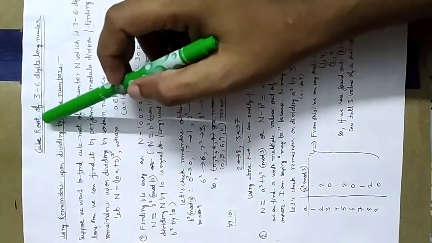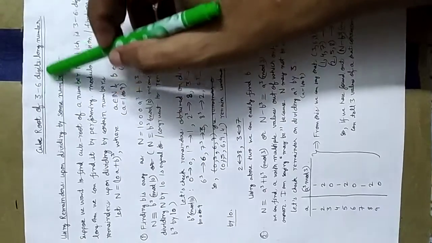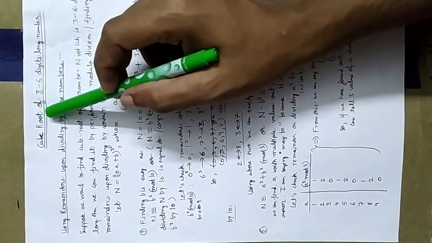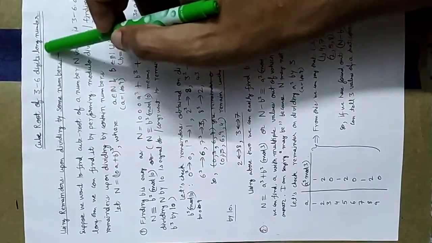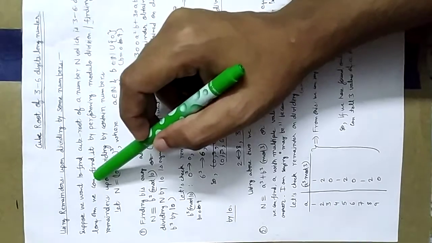Hello friends, this is my first video on YouTube on the topic cube root of 3 to 6 digits long number. We'll find the cube root of a 3 to 6 digits long number using remainders upon dividing by some numbers.